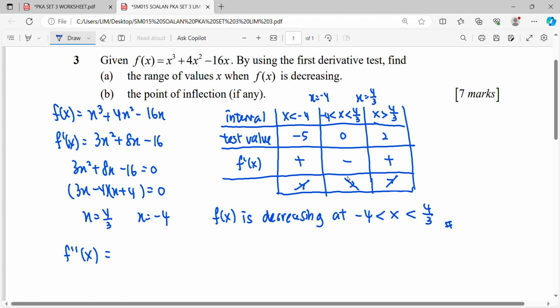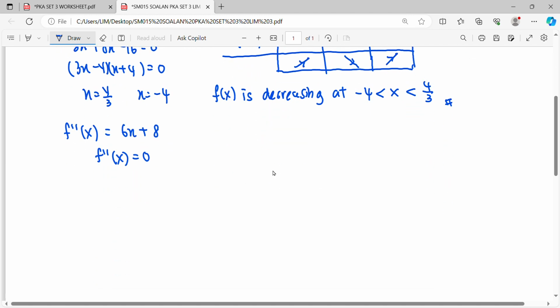So from the first derivative, you get your critical points. Your point can be a maximum, a minimum, or an inflection. But if you can't see your inflection point in your first derivative, it might happen at your second derivative. So the question asks you, if any. So find your second derivative: 6x + 8. Let it equal 0. 6x + 8 = 0, so x = -4/3.